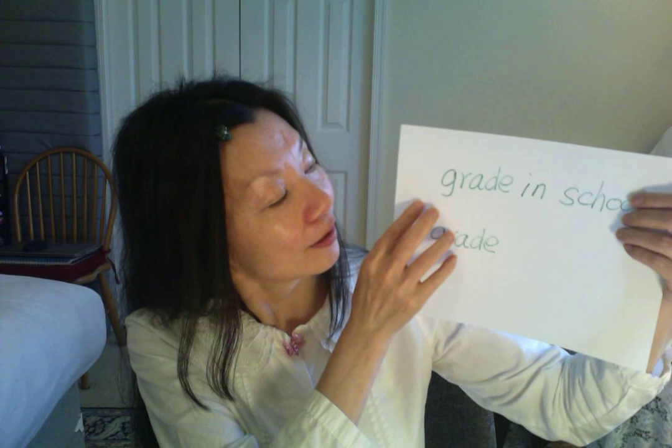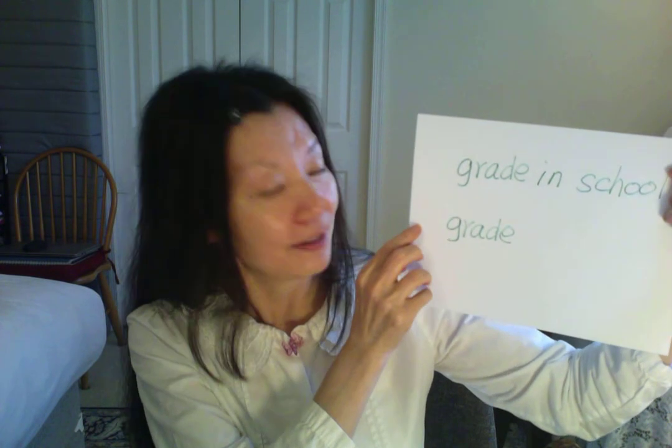Okay, let me see next one here. Grade in school, or just grade. In Chinese, we say what? We say 年级, grade in school, or just grade. 年级. Okay.